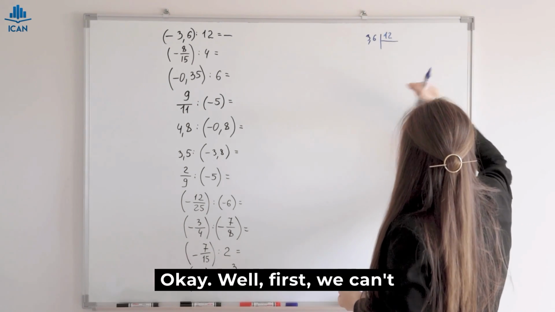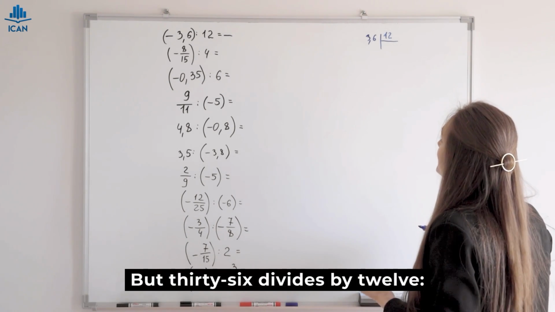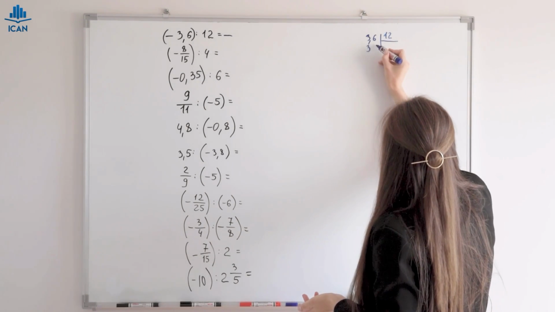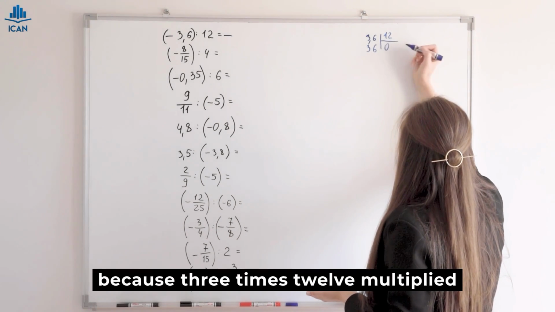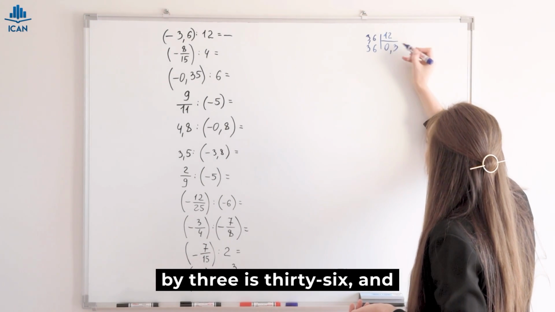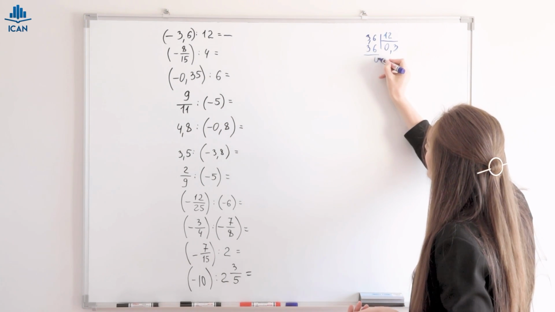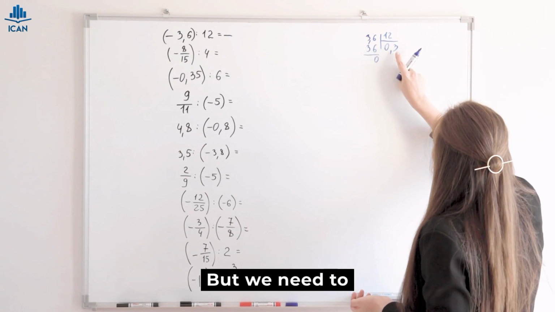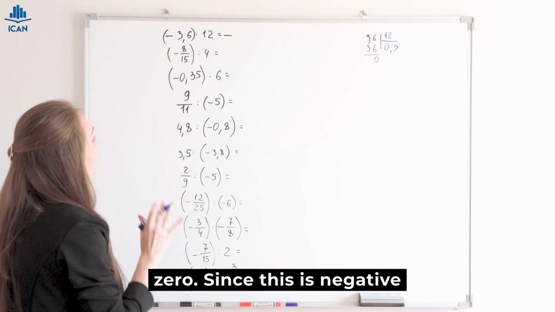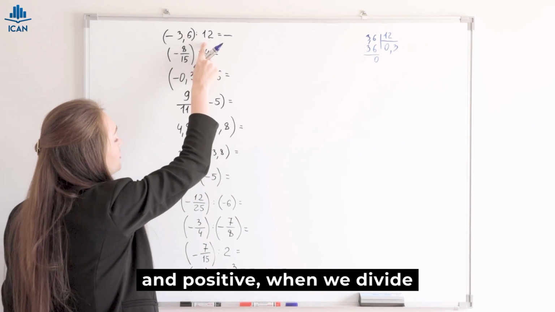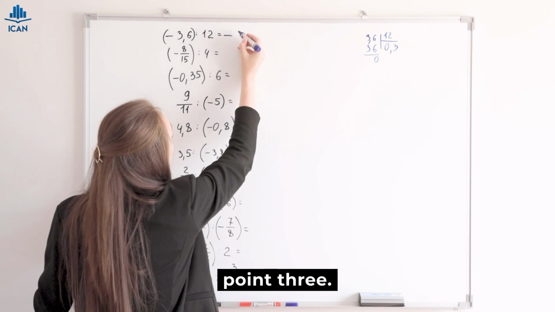Okay, well first, we can't divide evenly by 12. But 36 divides by 12. This divides evenly by 12. Just put 0, then 3, because 3 times 12 is 36, and the remainder is 0. But we need to move this comma, because 3 divides evenly into 12, so we put 0. Since this is negative and positive, when we divide negative by positive, we get negative, that's minus 0.3.